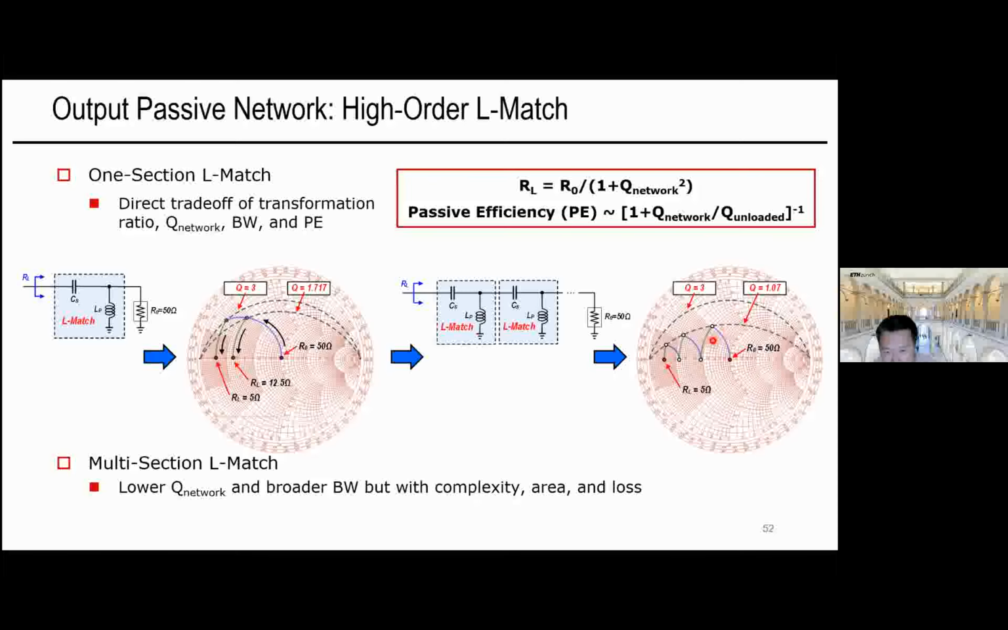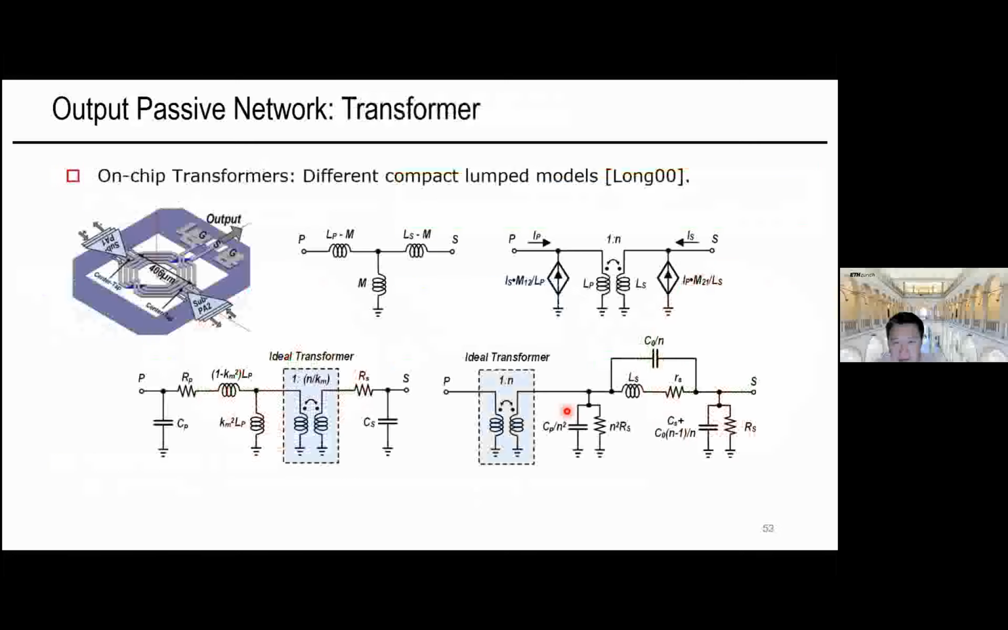As you can see here, we use a 3-section L match, and we can get to the same value of RL equals 5 ohm from 50 ohm, but with a maximum network Q of only 1.07. That's a reduction of the Q. But at the same time, we need to realize that it will require more complexity, more chip area, and more passive loss as a result. Nevertheless, the multi-section network has been widely used, and it can also be extended to high-order reactive matching. That is actually a very popular approach as well.